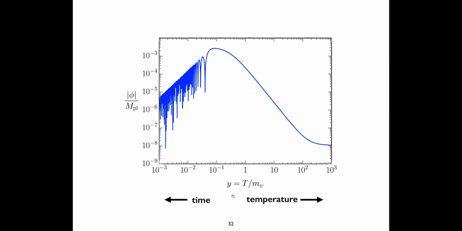This is one example. In this plot, we're plotting the scalar field value as a function of y, or the temperature. Going to large values of y means we're going to high temperatures. We start out at some small initial field value, and we see that the scalar field grows. It's starting to roll towards its minimum at high field values. And then at some point you reach the point where the Hubble is of order the fermion mass, of order the scalar mass, and then the oscillations begin. In this late regime, it's behaving like matter.